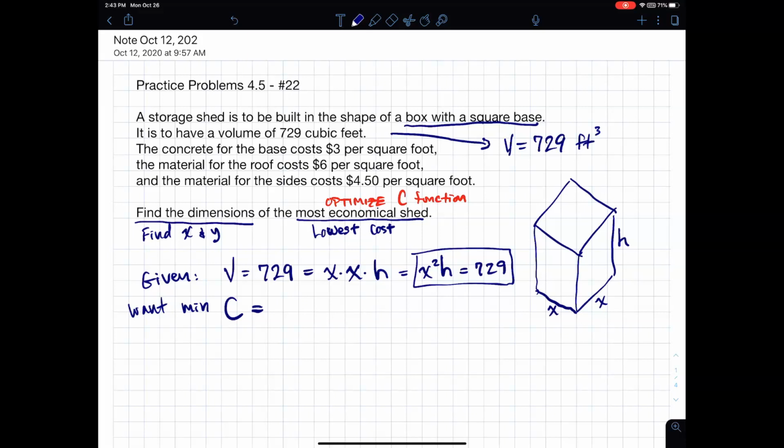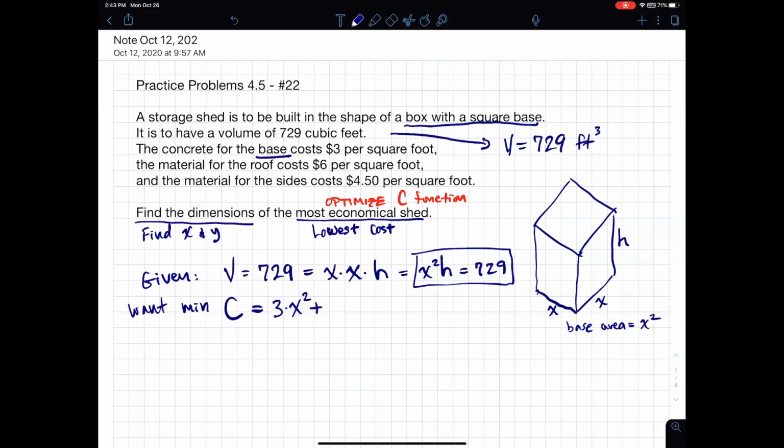So the base down here, base area, would be equal to x squared. And so the cost of the base would then be $3 times x squared. So there's the cost of the base. I'm doing the base first. So then what other cost do we have?